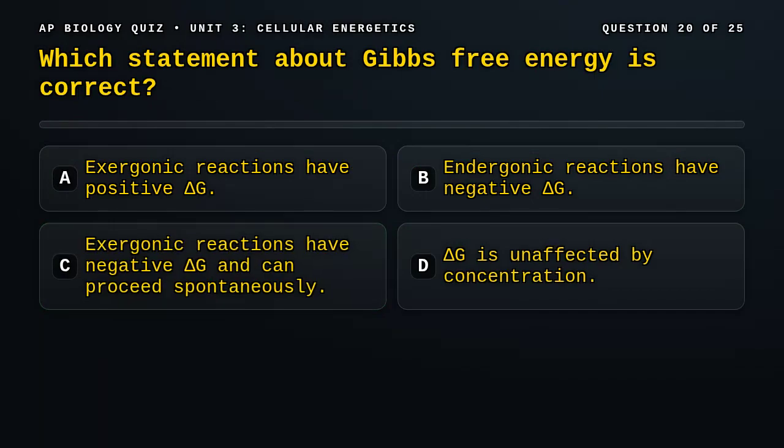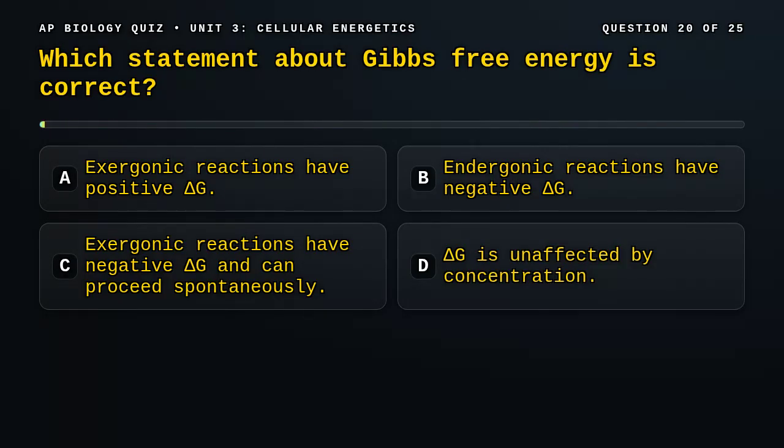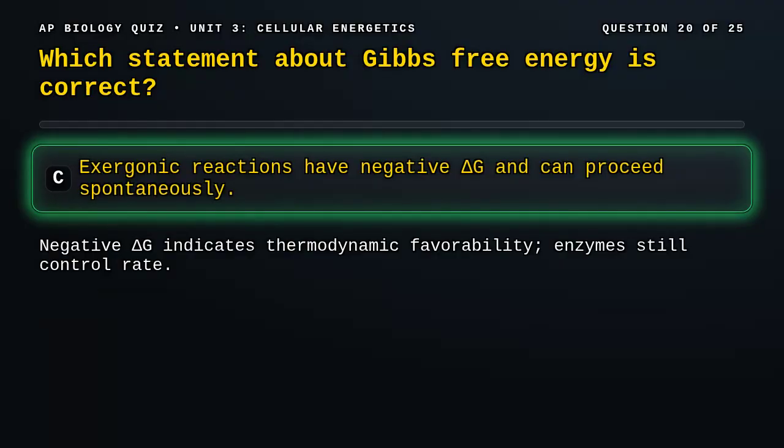Question 20. Which statement about Gibbs free energy is correct? A. Exergonic reactions have positive delta G. B. Endergonic reactions have negative delta G. C. Exergonic reactions have negative delta G and can proceed spontaneously. D. Delta G is unaffected by concentration. Correct answer, C. A negative delta G indicates a thermodynamically favorable process, though the rate may still require catalysis.